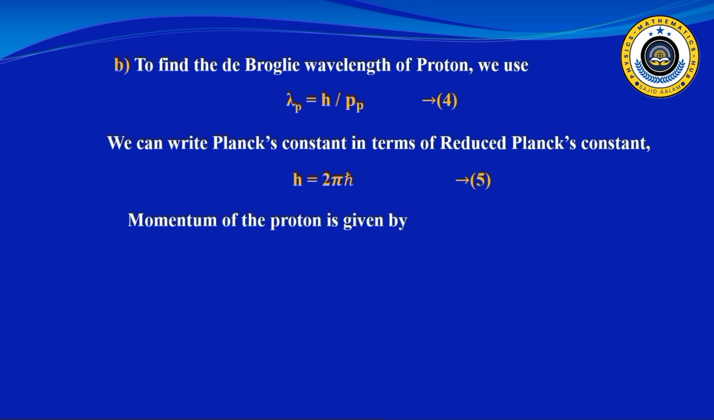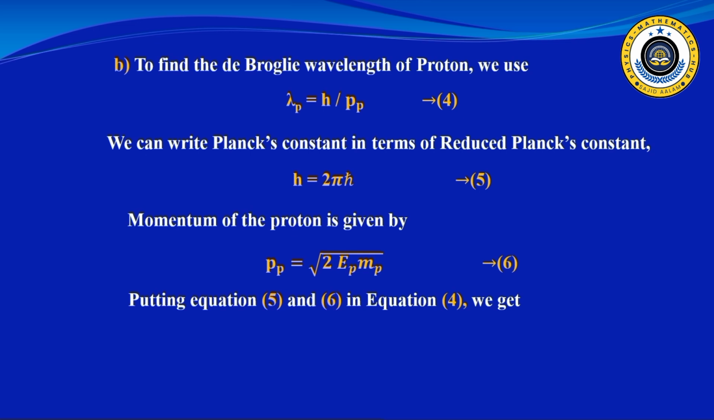Similarly, the momentum of the proton is given by P, which is equal to the square root of 2 times the kinetic energy of the proton into the mass of the proton. Let this be equation 6. So using equations 5 and 6 in equation 4, we have lambda P is equal to 2 pi h cut divided by the square root of 2 times the kinetic energy of the proton into the mass of the proton.